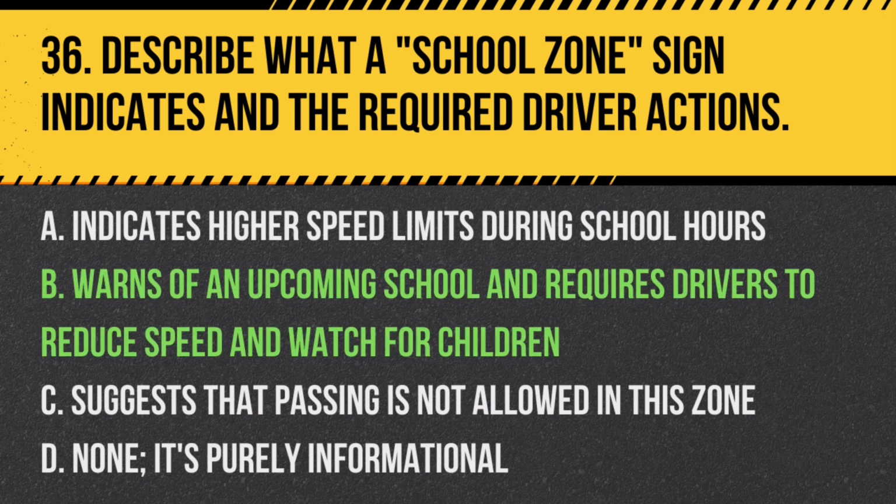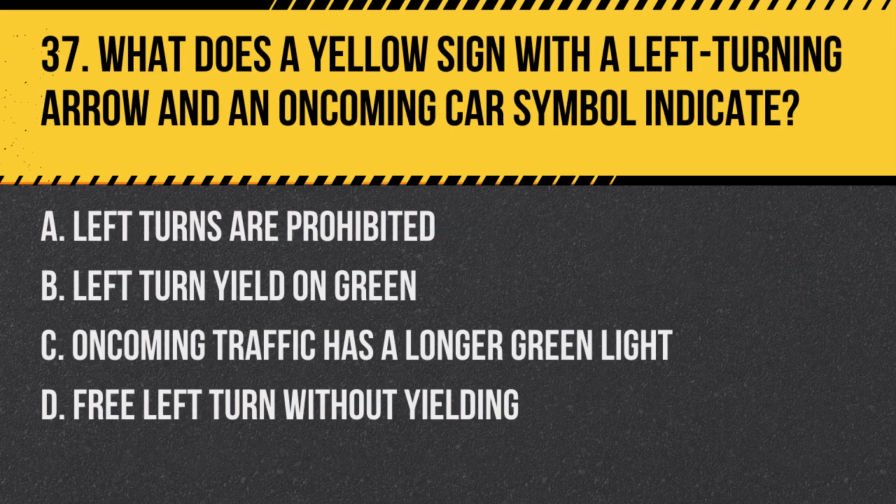Answer B. Warns of an upcoming school and requires drivers to reduce speed and watch for children. It's crucial for the safety of students. Question 37. What does a yellow sign with a left turning arrow and an oncoming car symbol indicate? A. Left turns are prohibited. B. Left turn yield on green. C. Oncoming traffic has a longer green light. D. Free left turn without yielding.